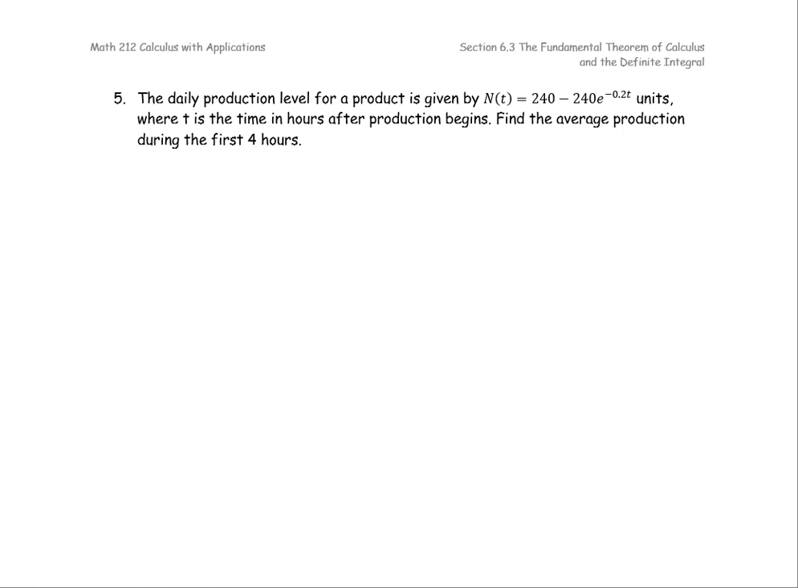In this example, the daily production level for a product is given by N(T) = 240 − 240e^(−0.2T) units, where T is the time in hours after production begins. We're going to find the average production during the first 4 hours. The key term is the average production, and the production is provided as the function N(T).